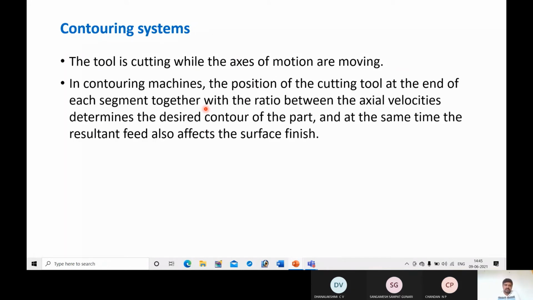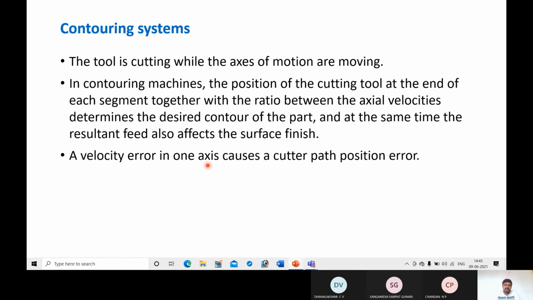So in contouring machines, the position of the cutting tool at the end of each segment, together with the ratio between axial velocities, determines the desired contour of the part, and at the same time the resultant feed also affects the surface finish. That means here, in order to get the required shape or contour, even the path of the tool plays a very important role. If there is deviation in the path of the tool, you are not going to get the required dimensions.